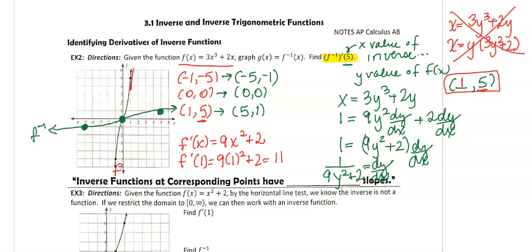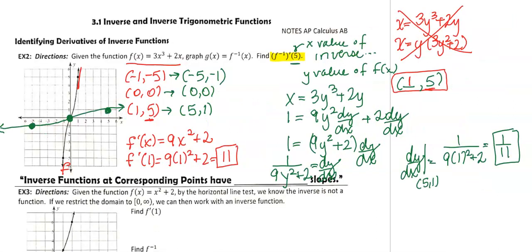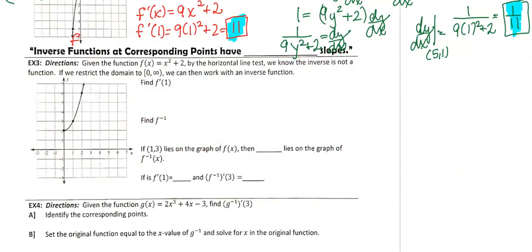So now since I'm doing the inverse, I want to take the derivative and evaluate the derivative at the point. Since I'm on the inverse, 5, 1. All right, substitute that and see what you get. So the derivative of the inverse turns out to be 1/11. The derivative of the function was 11. What's the relationship? They're reciprocals. Interesting.